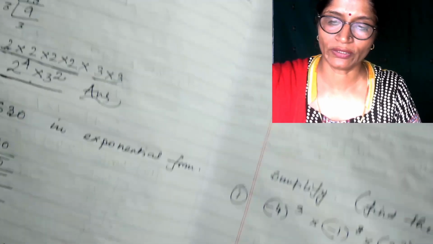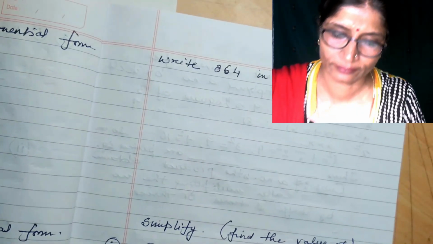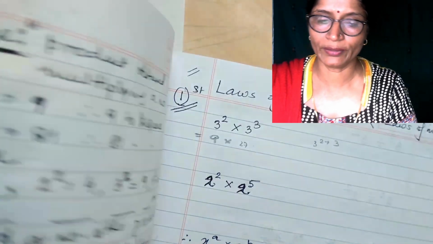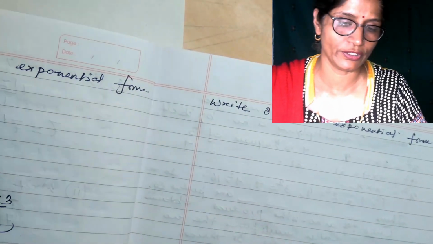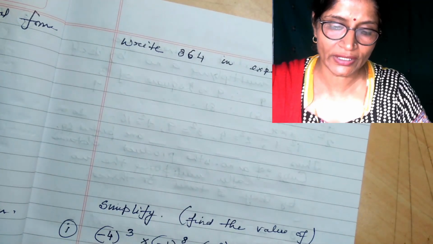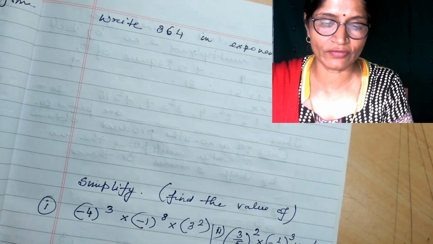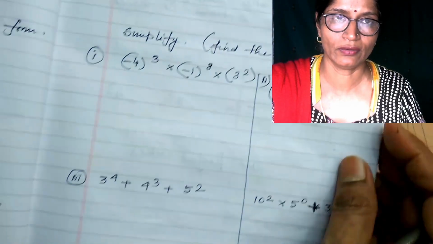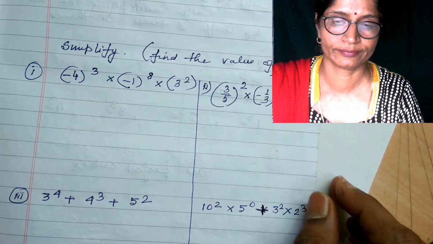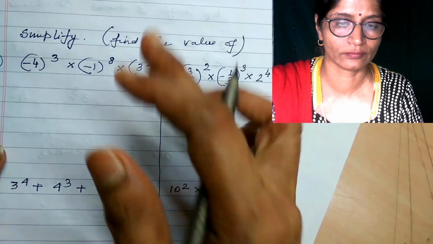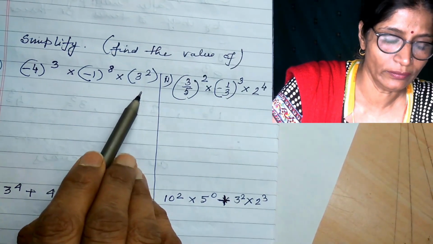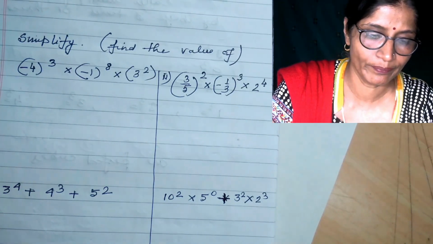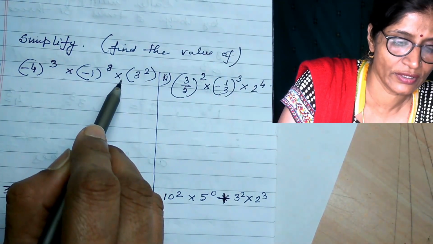Okay, now next one is, so this is how we will convert it into the exponential form. Now next is, on the basis of that, you have to simplify these. Simplify all these. Simplify this one. To simplify, this is what into and into is given.